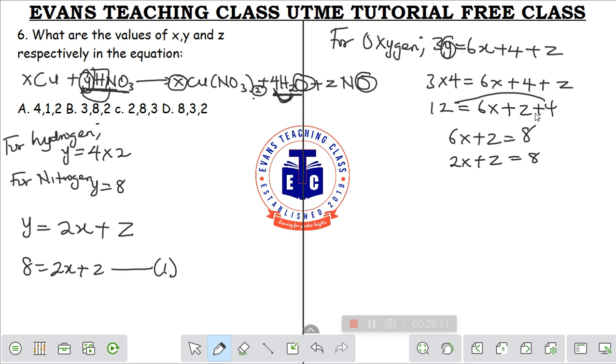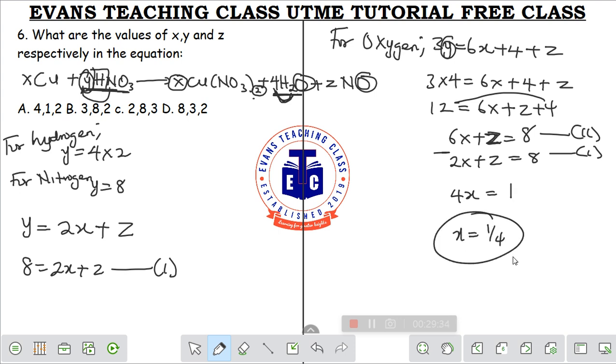So the next thing we want to do is, let's divide both sides by... sorry, this is z, there's no way we can divide both sides. So this is our equation 2, and this is our equation 1. So let's remove them from each other. So it will be 4x is equals to 1, and we are getting something like 1 over 4. So there's something wrong. I made a mistake in one of the places that I'm doing.